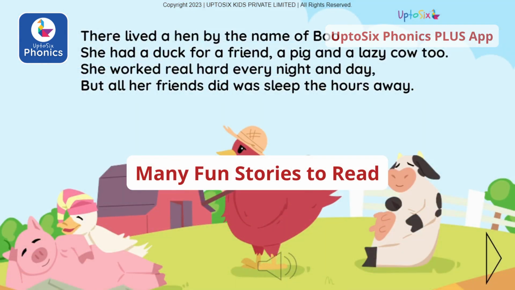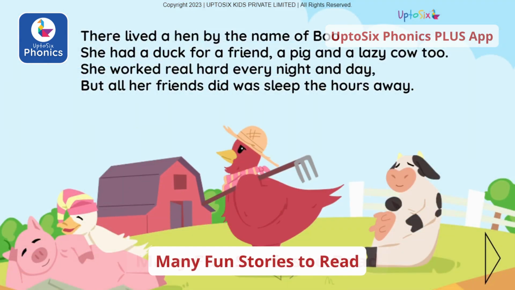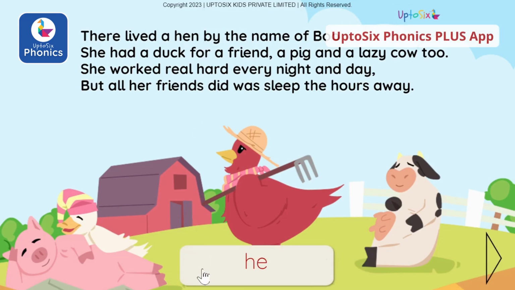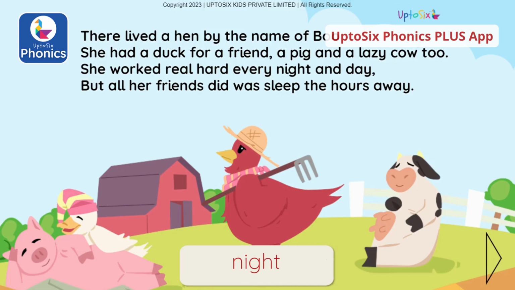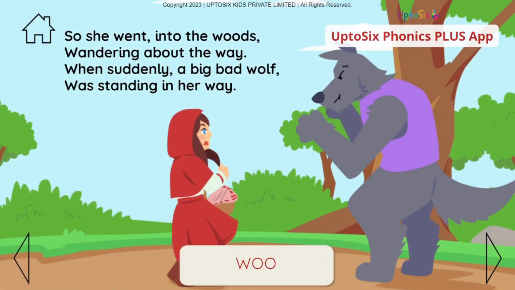There lived a hen by the name of Bo. She had a duck for a friend, a pig, and a lazy cow too. Hen. D. K. Duck. I. T. Night. W. D. Woods.